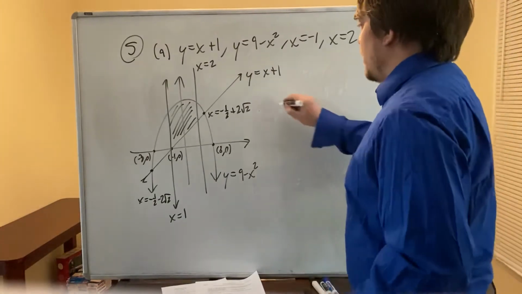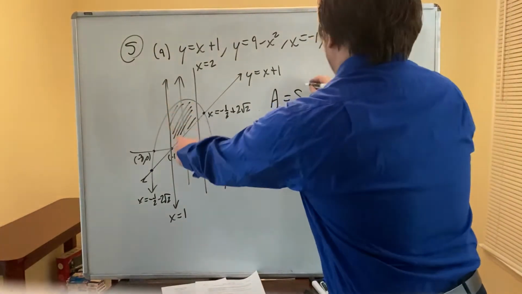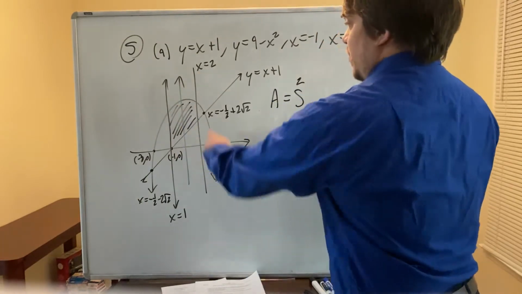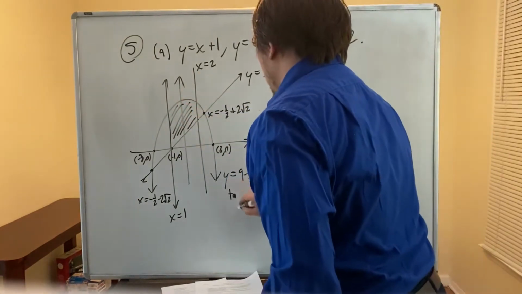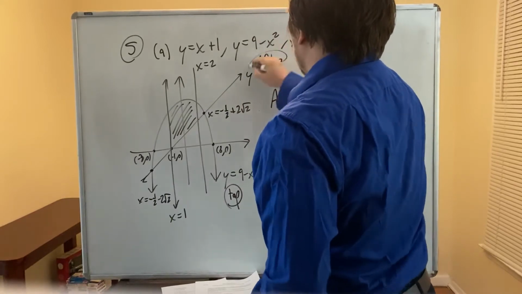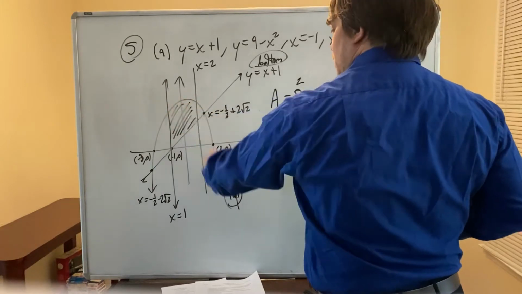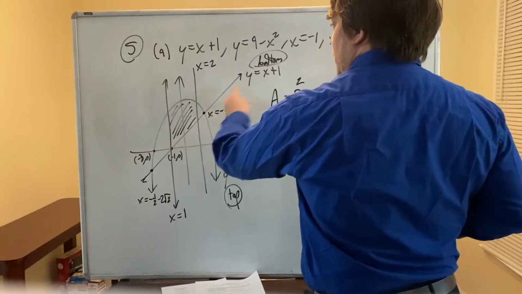So now let's find the area. The area is, by definition, from x equals -1 to x equals 2, of the upper function, this is the top function. This is the top one, and this is the bottom one. The top one because in the shaded region, this is the graph at the top. The graph of the bottom one is there, right?